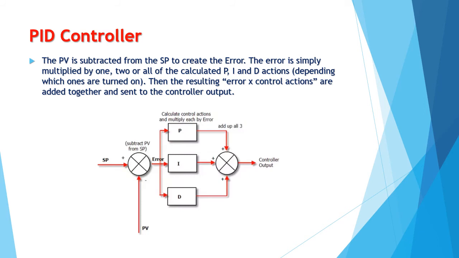So we can only turn on P or I or D. Or sometimes we can even combine P and I but not D. P and D, or even we can use everything, P, I, and D all together.